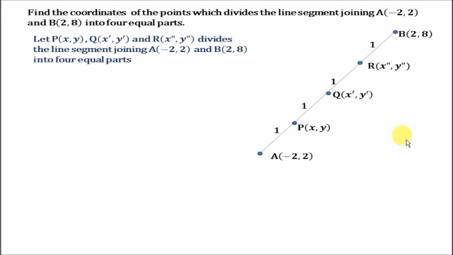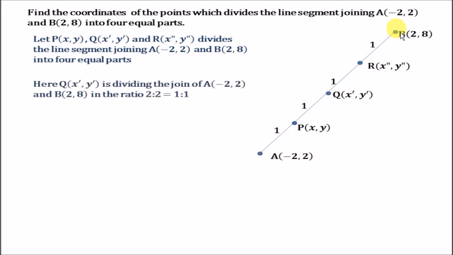We can go in any order. We can start with P, we can start with R, or we can start with Q as well. Starting with Q can be a bit simpler task, as Q is the midpoint of the line segment joining A and B. So let's first find the coordinates of Q. As Q x dash comma y dash is dividing the join of A minus 2, 2 and B 2, 8 in the ratio 1 plus 1, 2, 1 plus 1, 2, 2:2, which can be cancelled out into 1:1.